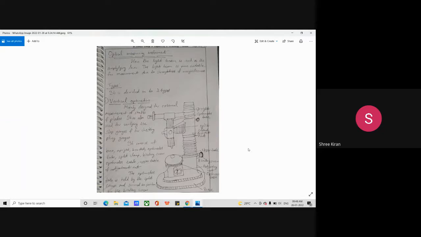A suitable stage or table to position the work part, where the table preferably has provision for movement in two directions and possibly rotation about a vertical axis. Then the projection optics comprising the lens and mirrors, a viewing screen or eyepiece to receive the projected image, then measuring and recording devices whenever required. So these are the major factors we consider in the case of a general optical instrument.